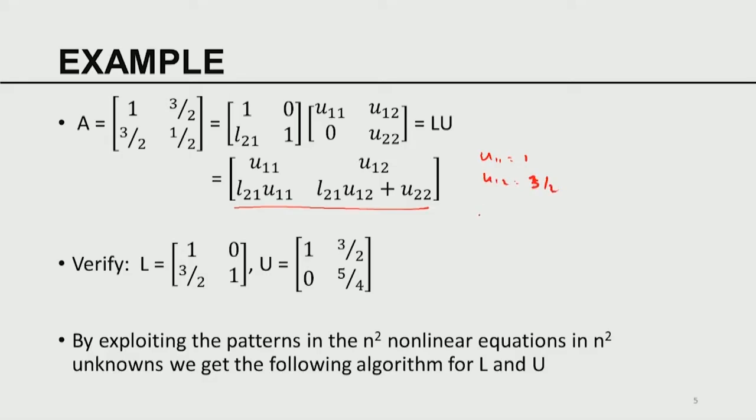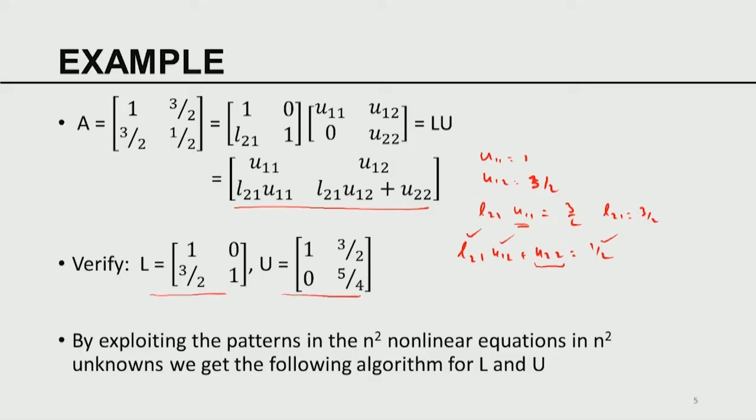Now, you now have L21, U11 is equal to 3 by 2. But I already know U11 is 1. Therefore, L21 becomes 3 by 2. Now, if you consider the last equation, L21 U12 plus U22 is equal to 1/2. I already know L21. I already know U12. I already know the right hand side is half. So using that, I can determine U22. So in this particular way, I have determined L is given by this, U is given by this.